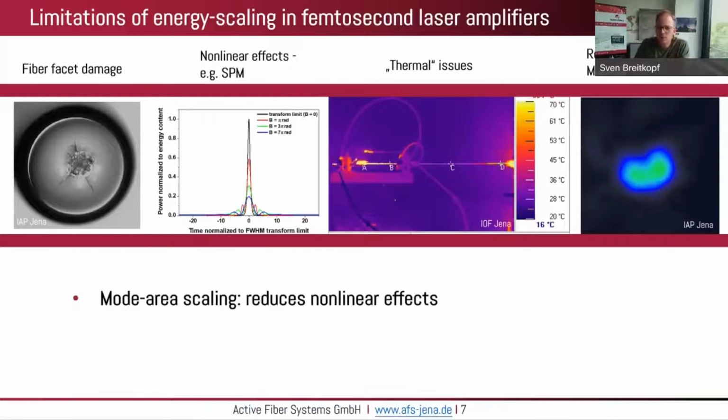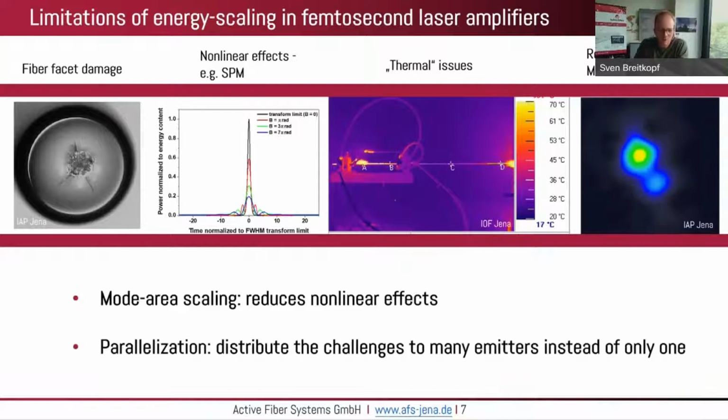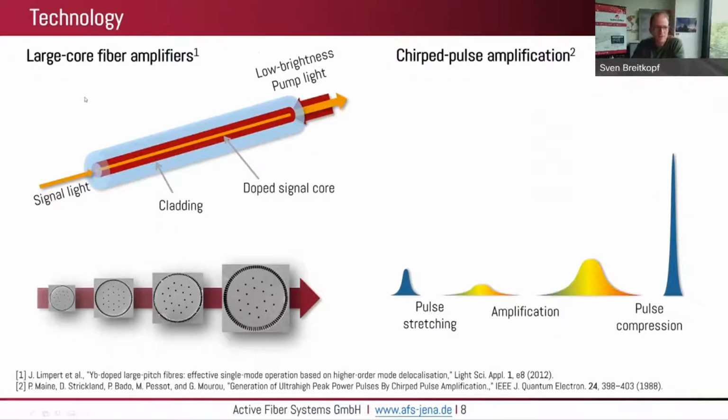However, you have options to prevent these limitations from kicking in too soon. You can scale the area of the fiber, the mode area, or you can use parallelization. Okay, and first of all, this mode area scaling is something we've done over the last decades at the university and also at the company by developing fibers that have a very large core, and thus you have a reduced intensity in the core, and you can simply put more energy into the fiber and get more energy out of the fiber before you have any limitations setting in.